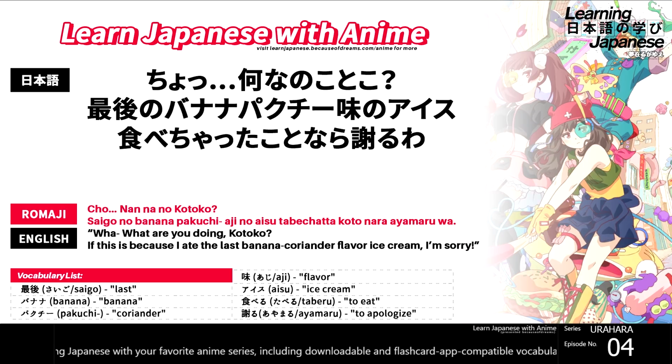Alright, so we're finished taking a look at how the sentence works out. Let's take a quick second to see if this is applicable to real life conversation with some slight changes, and it pretty much is. All you have to do is change the wording of the clause that modifies the word koto right there. Instead of saying Saigo no banana pakuchi aji no aisu tabechatta, you can say something else. What else can you be sorry for? If this is because I didn't subscribe to your YouTube channel, nara ayamaru. If this is because I didn't like the video, nara ayamaru. I'm sorry. So yeah, that's the template right there. You can pretty much put anything into the blank, and you can use that to apologize for something.